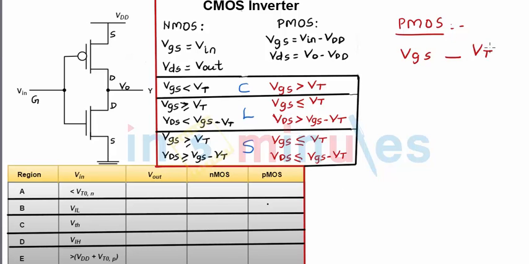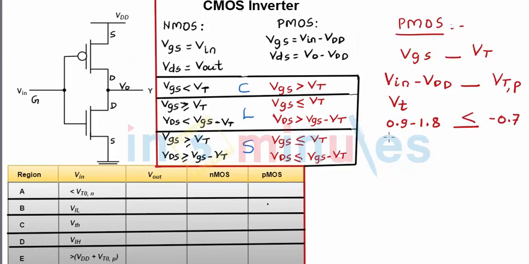Let's identify the region of operation of our PMOS transistor at the same time. VGS versus VT. Let's first see whether the PMOS transistor is on or off. VGS for PMOS is Vin minus VDD, versus VT for a PMOS. Vin is switching threshold, which is somewhere around 0.9, minus 1.8, versus VTP, which is minus 0.7. This is a less than sign. So my PMOS transistor is also on.